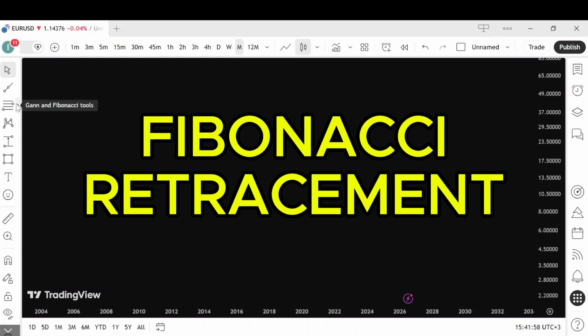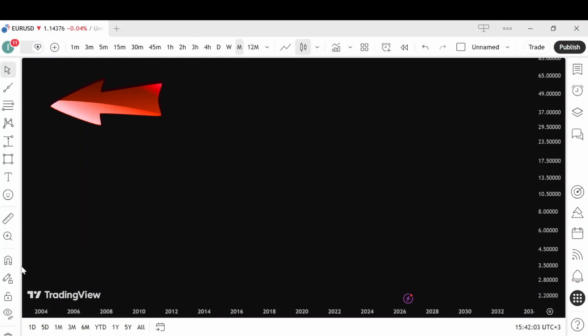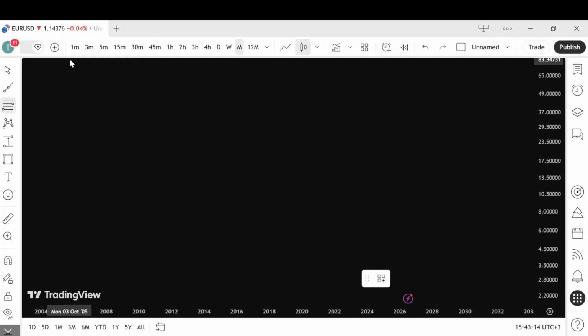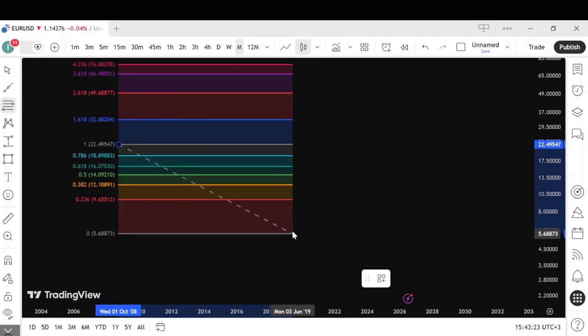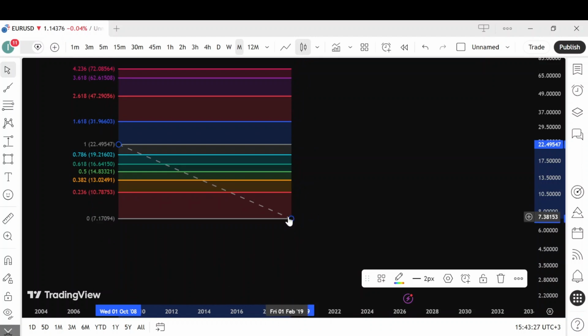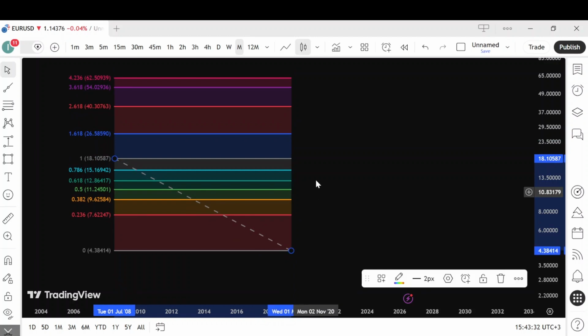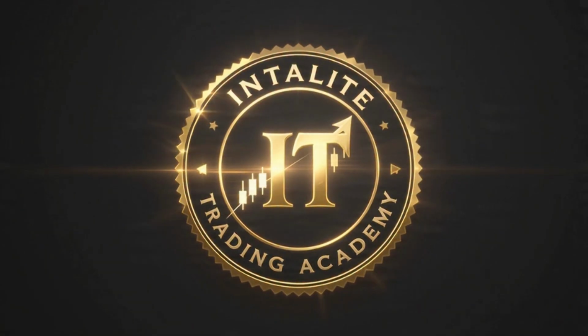So this is what you do. On the right panel of your TradingView, on the side of tools, click where the gun and Fibonacci is, and you will see a Fibo retracement tool. Click on it. Then on the charts, click once and drag it to your left. Click again. So this is your Fibonacci retracement tool. By default, this is how it looks.